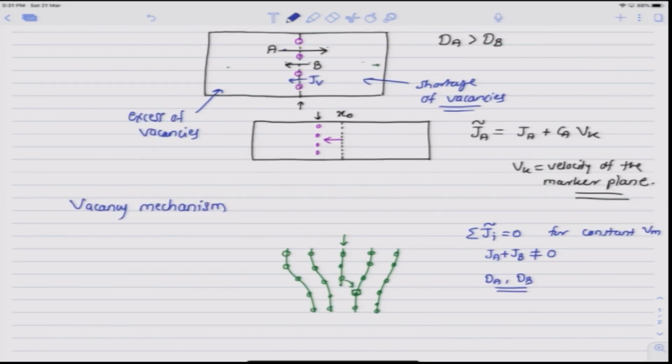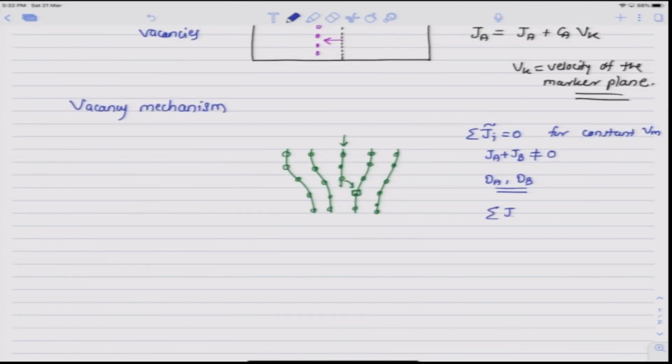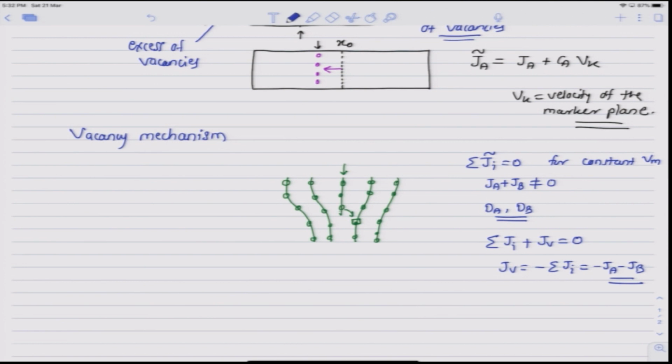But if we consider the conservation of lattice sites, then we also have to take into account the vacancy flow or the vacancy flux, in which case we can write sigma J i plus J v should be equal to 0, and so J v is equal to minus summation of J i. So for binary diffusion this would be minus J A minus J B. In order to get to the intrinsic diffusion coefficient, we need to track the original lattice plane, and this can be done only with the help of markers. How do we select these markers?